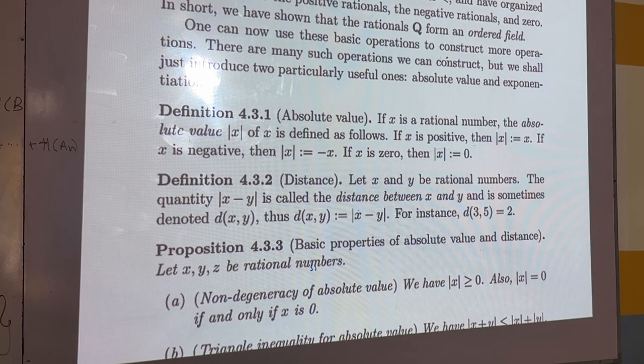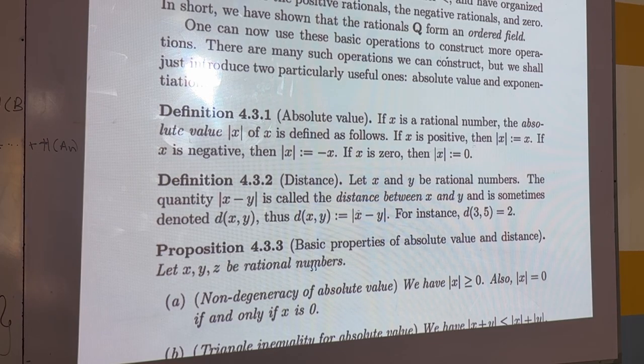Let x and y be rational numbers. Again, this is true for real numbers also, but so far we don't know what real numbers are, which is why he is saying rational numbers. The quantity absolute value of x minus y is called the distance between x and y, and is sometimes denoted d(x, y). Thus, d(x, y) is equal to the absolute value of x minus y.